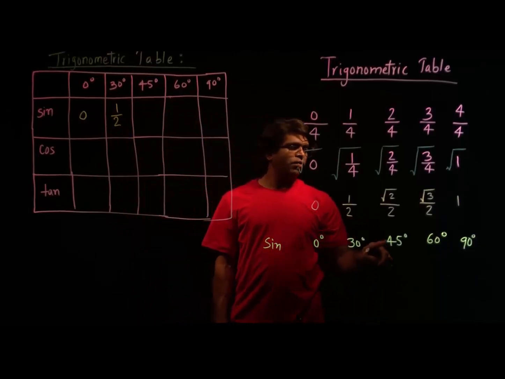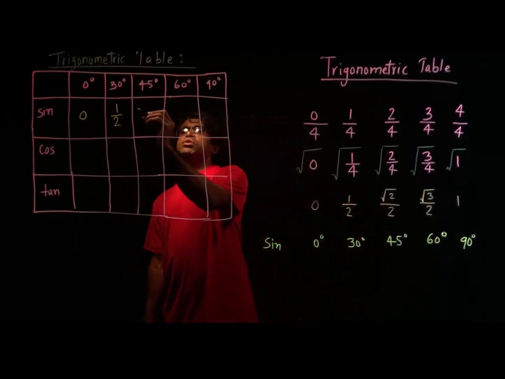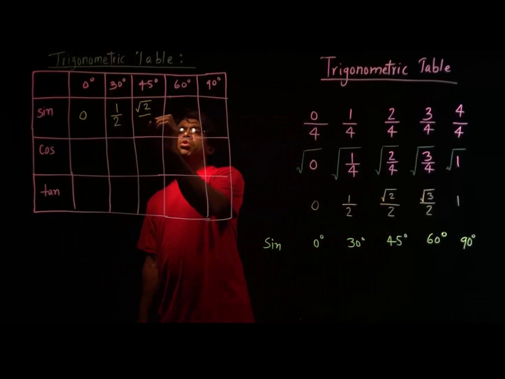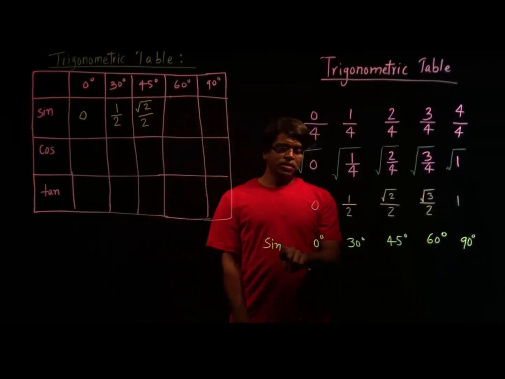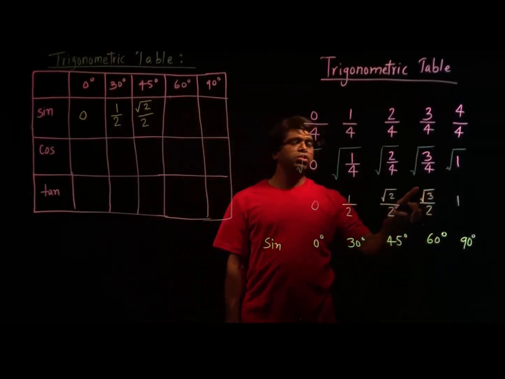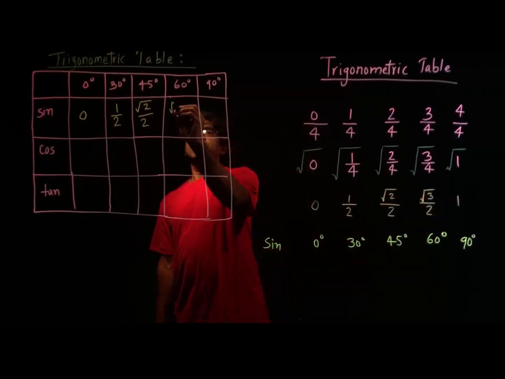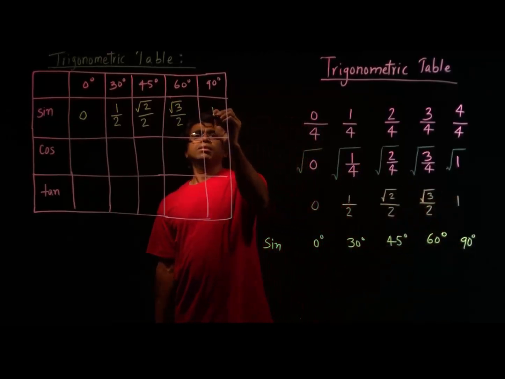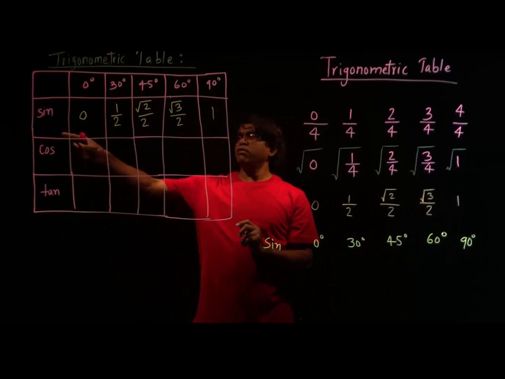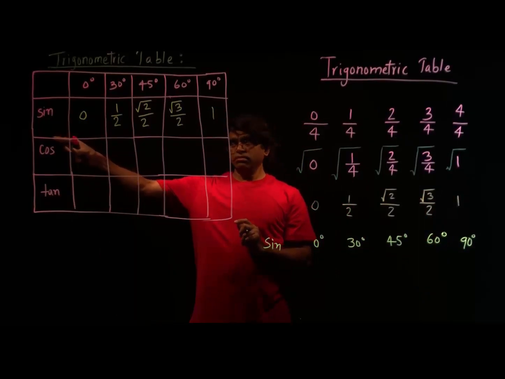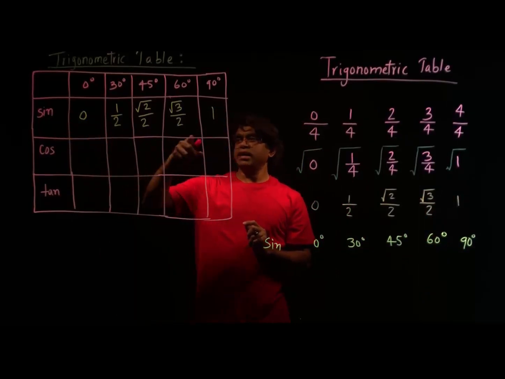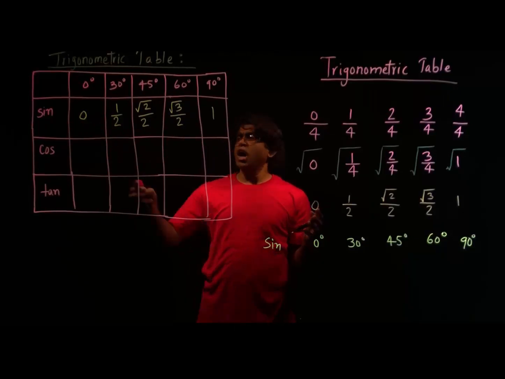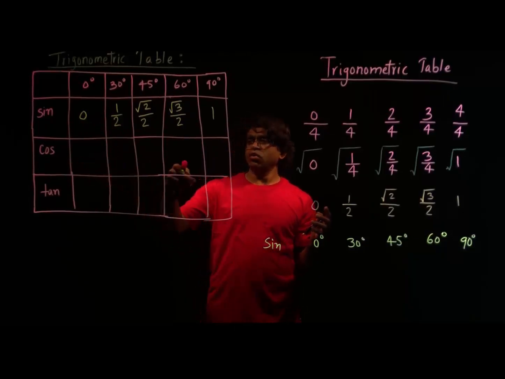Sine 45 degrees is root 2 over 2, so I will write root 2 over 2. Sine 60 degrees is root 3 over 2. And sine 90 degrees is 1. So I got my first row for the sine. Now the question is, how do I get the value for cosine?